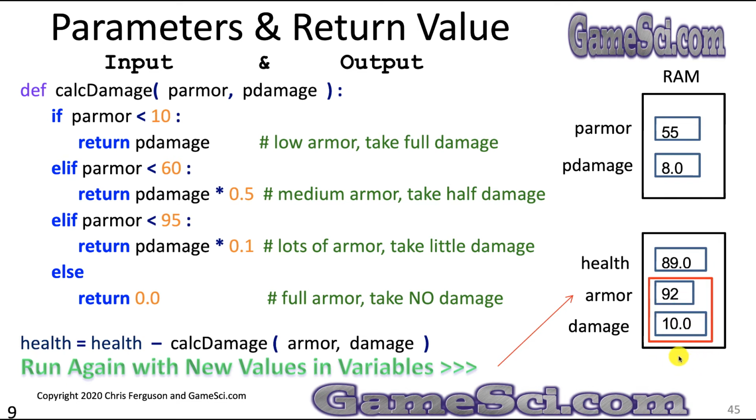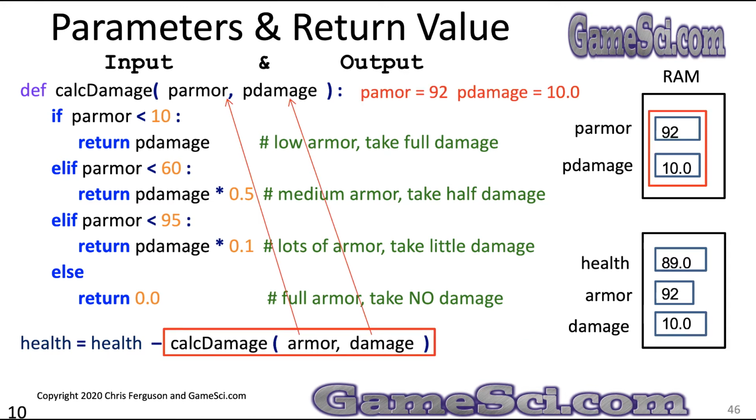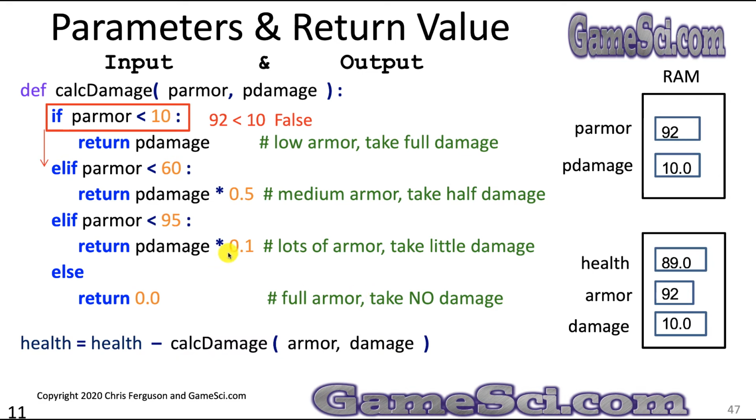But since we're doing this in a function, let's see how the function handles the new value with the new armor. Once again, we'll pass armor as the argument. We'll take the 92 and assign it to the parameter, and there's the assignment of the argument to the parameter p-armor. We have a damage assessment of 10.0. This would be full damage if we had no armor, and we'll assign that to p-damage, our parameter 10.0. Inside the function, we'll do the first if statement.